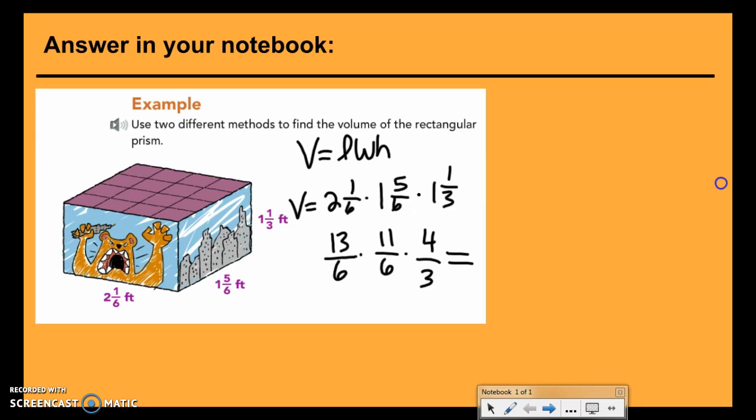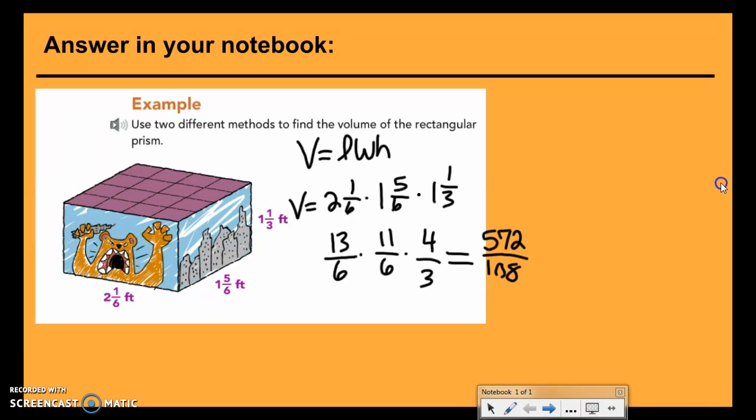So 6 times 6 is 36. 36 times 3 is 108. And then 13 times 11 times 4. Well, 11 times 4 is 44. 13 times 44, that's going to give us 572, I think. That seems right. Yes. Okay. That is not a decimal.